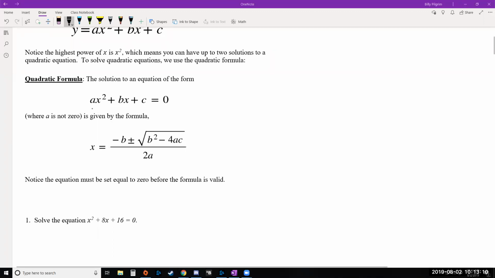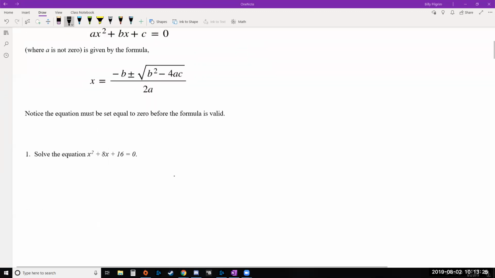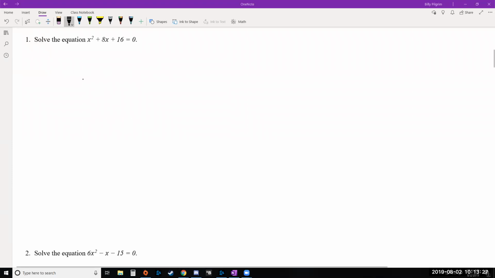A is the number being multiplied by x squared, b is the number being multiplied by x, and c is the number without any x's at all. So you look at the equation, you identify your a, b, and c, then it's just a matter of plugging it into the formula and simplifying down to your 2 answers. So we're going to practice this on a couple examples.